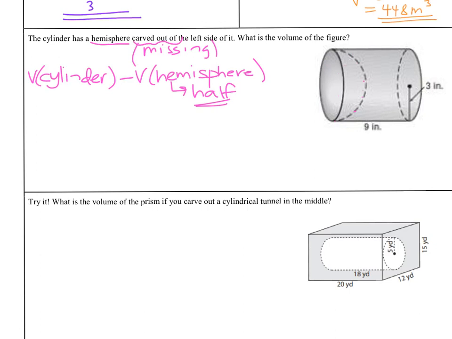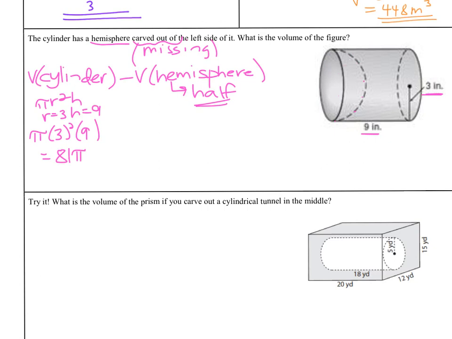For a cylinder, our volume formula is pi r squared h. It looks like r is 3 units on the right, and h would be the distance between bases, which is 9. If we plug in what we know, that would be pi times 3 squared times 9. 3 squared is 9. 9 times 9 is 81. That means the volume of the entire cylinder on its own would be 81 pi.